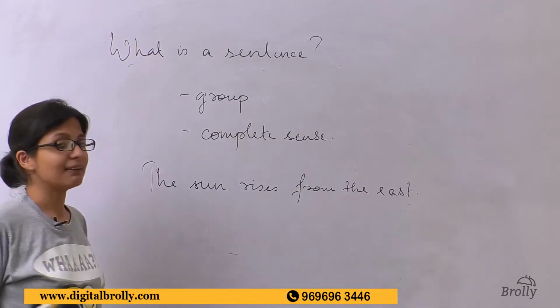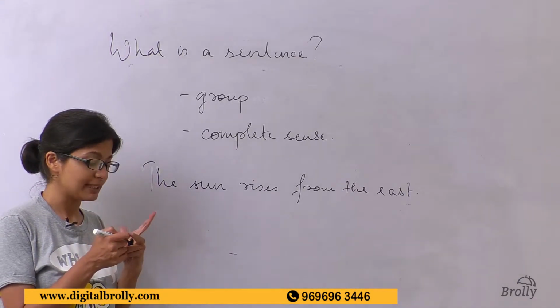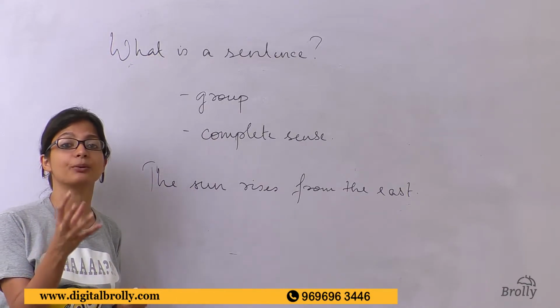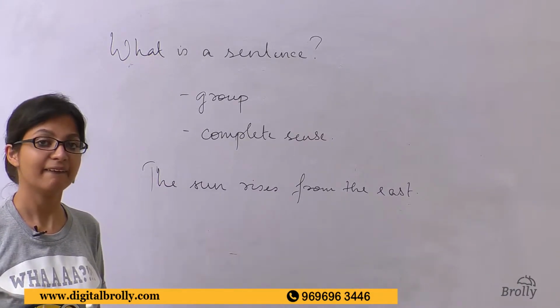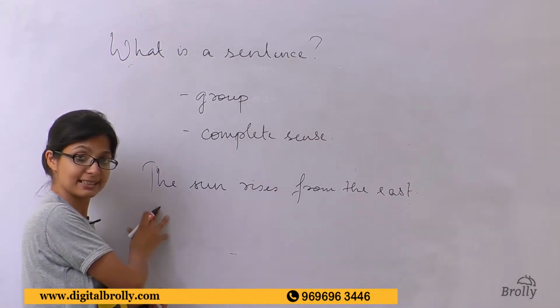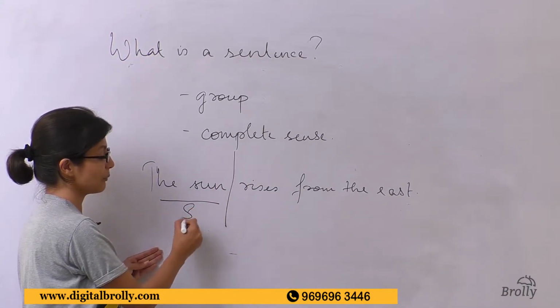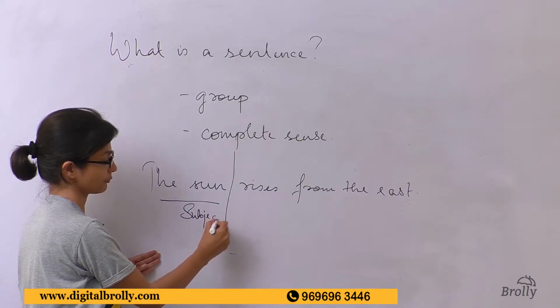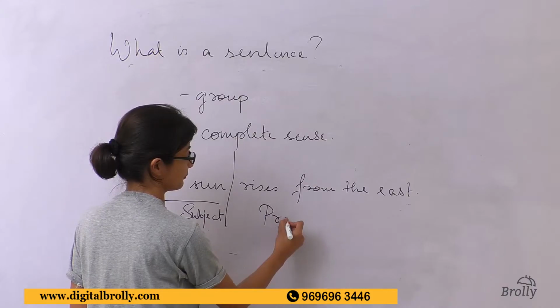Now, there are other parts of a sentence. For example, there is always something that the sentence is talking about. There is always the component of a hero of a sentence or the topic of a sentence. For example, here, what is the sentence talking about? The sun. So, the sun is your subject of the sentence. And the rest is your predicate.